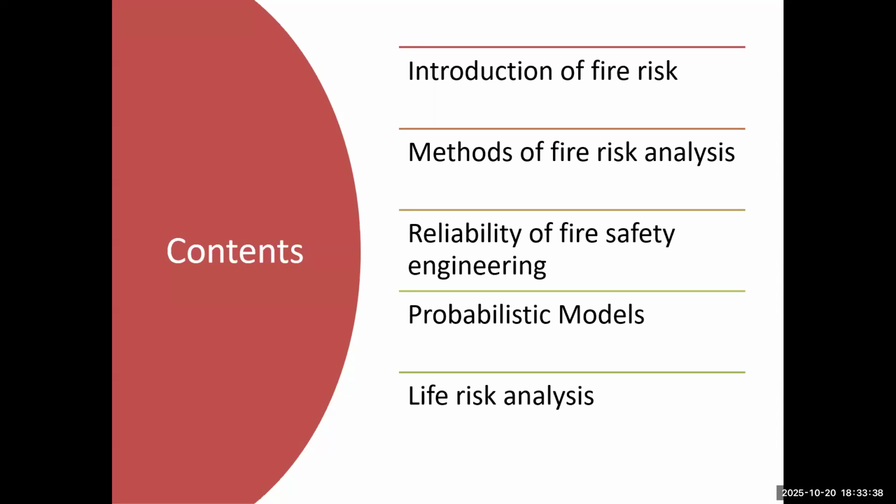The crucial part of this journey is to understand the reliability of fire safety engineering. Then we will formalize this reliability by using some probabilistic models, and that allows us to handle the uncertainty mathematically. And finally, we will focus on life risk analysis. In this part, we will quantify the impact of our decisions on human safety. Each level provides the foundation for the next, forming a comprehensive understanding in our risk-informed decision making.